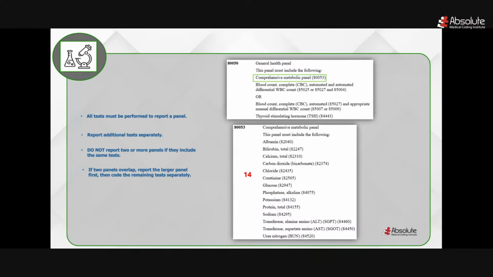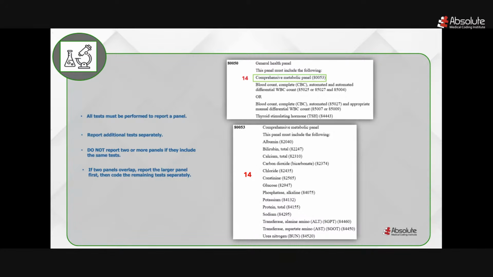So, do we have to report both the general health panel and the comprehensive metabolic panel? What do you think? No, right? We don't need to. Yes, these two panels are overlapping and they have the same tests as well. So, what will you do? You will report the larger panel.